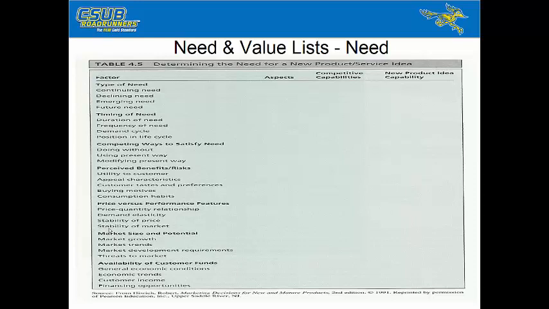Market size and potential. So ask yourself for the new product or service, how is the market going to grow in coming years? What are some of the trends going on in the market? What are some of the development requirements that you need as a company to get into that market? What are some of the threats to that market from substitutes in the future, or threats to the profitability of that marketplace? And then finally, availability of customer funds.